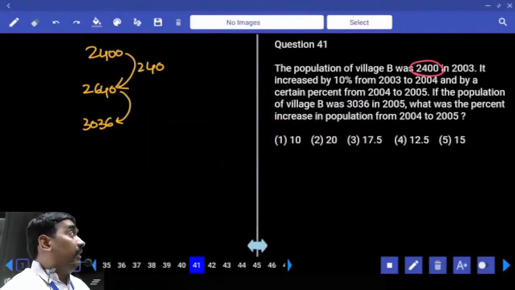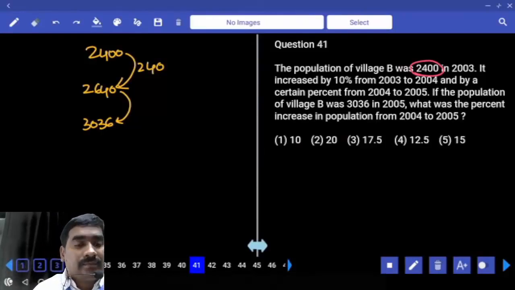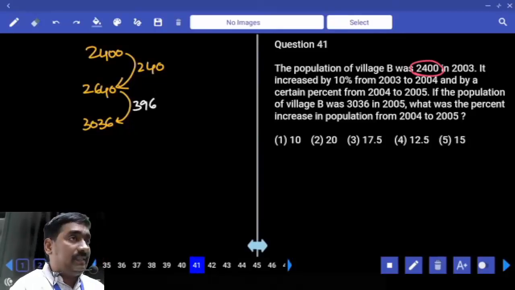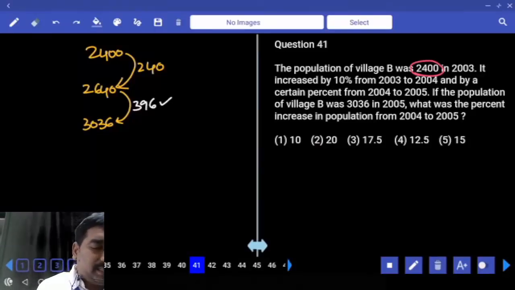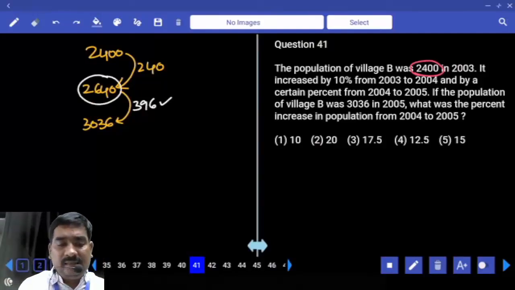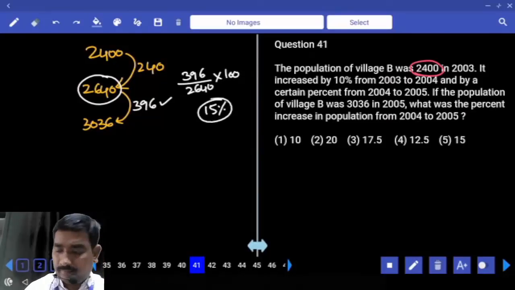For 2640 to become 3036, what will be the increment? Please respond. 396 needs to be added. Then only it becomes 3036. That 396 is what percent of 2640? That will be your answer. 396 is what percent of 2640? 15%. The answer is 15%.